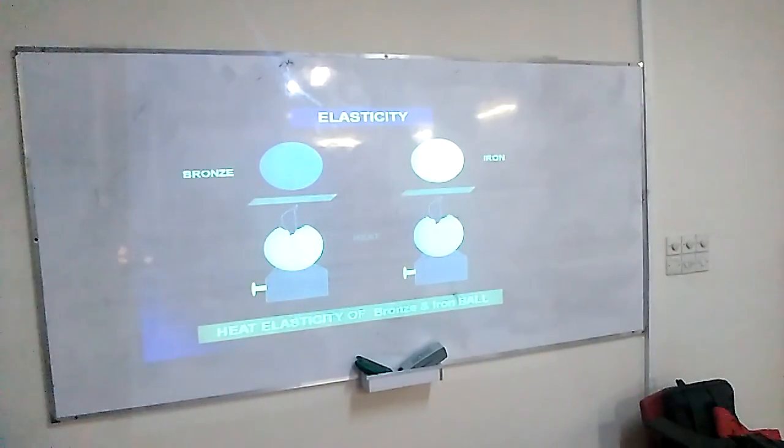So just see what happens. We are putting the same amount of heat. In this case, this is a bronze ball, it has been expanded. Then if you put the same heat to an iron ball, it is expanded this much. So which is more elastic, you think? Bronze ball, because the bronze ball responded more. So this is called heat elasticity of the bronze ball. Actually, we are trying to identify whether the ball is highly responsive or not. That is the important thing.